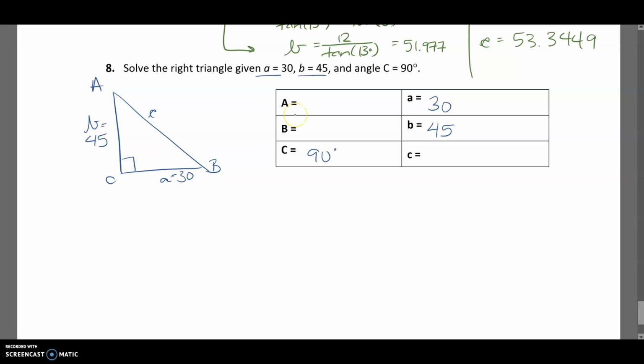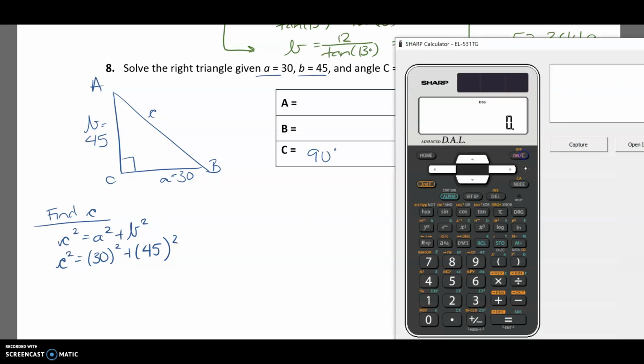In this case, I only know one angle, so I can't quickly calculate the other two. I do know two sides, so I can quickly calculate the third using the Pythagorean Theorem. So I'm going to find side C. Because I know two sides, I can use the Pythagorean Theorem. C squared equals a squared plus b squared. So c squared equals 30 squared plus 45 squared.